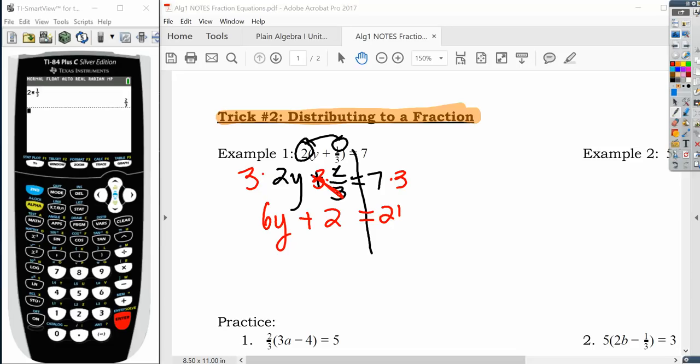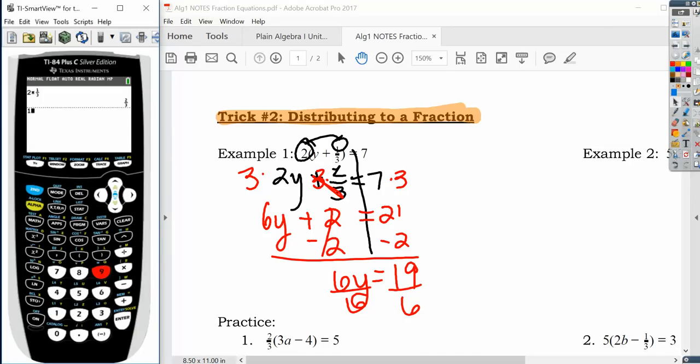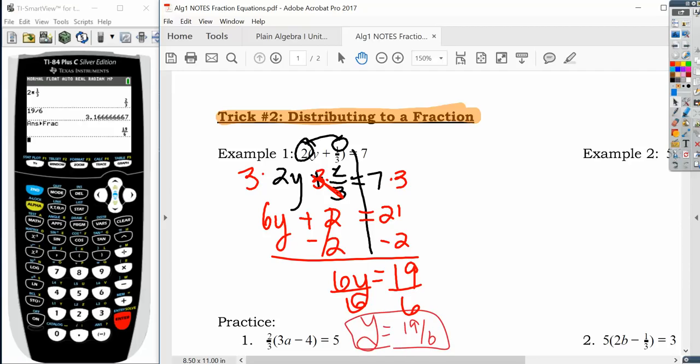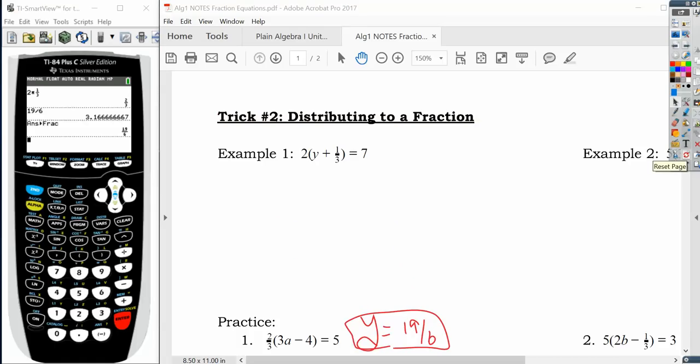So now I'm going to keep solving. I'm going to subtract 2 on both sides. So I have 6y equals 21 minus 2, which is 19. And then I'm going to divide by 6 on both sides. So now I'm going to type in 19 divided by 6, hit enter, math, enter, enter. I get 19 over 6. So y is 19 over 6. Okay?